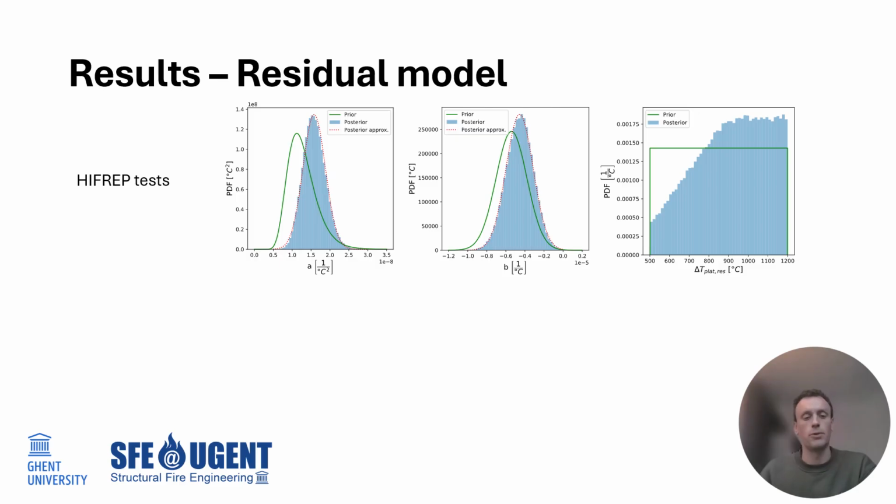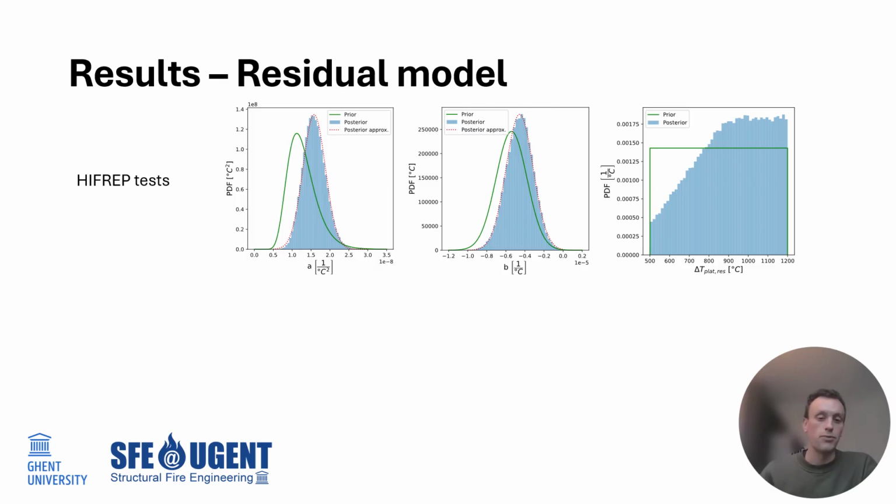And well, now that we have the prior probability density functions, we can go to the results. We will start with the result for the residual model. For the residual model, we actually have 2 series of test data. We have the data from our radiant panel tests, which is the first data set that we used.